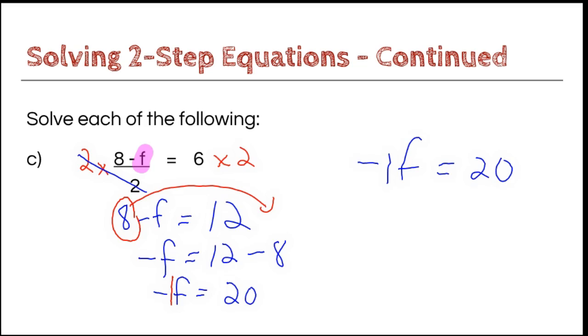I need to divide out that negative 1. I'm multiplying f by negative 1, so I need to get rid of that negative 1, and I do that by dividing it out. Whatever I do to one side, I'm going to do to the other side. That allows me to cancel out my negative 1's, and my answer becomes f is equal to negative 20 divided by negative 1, which gives me negative 20.